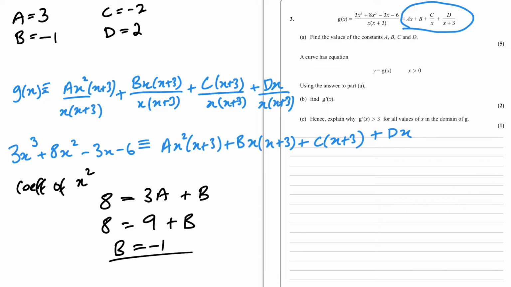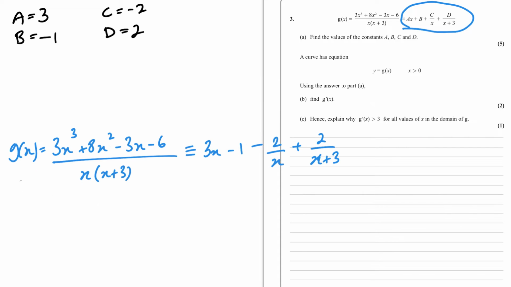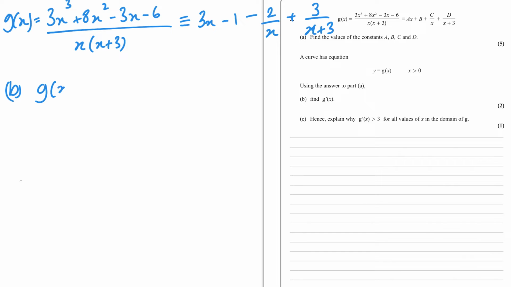Now I've got all four of my values, I can now state what g of x is equivalent to. And here we have it. So g of x is equivalent to 3x minus 1 minus 2 over x plus 2 over x plus 3. And that is part A done. So part B wants me to differentiate. The first thing I want to do is sort this out. So 2x to the minus 1 plus 3, x plus 3 to the minus 1.